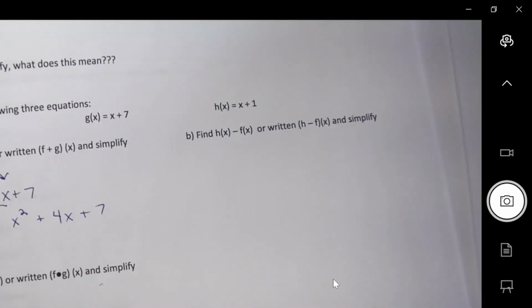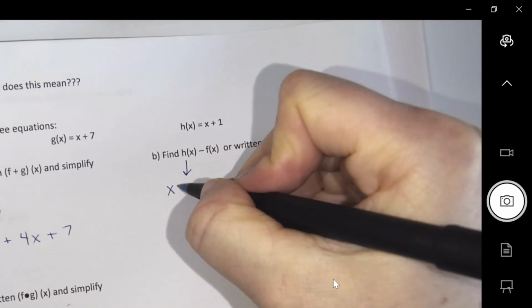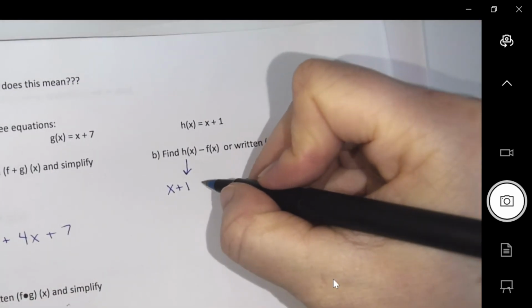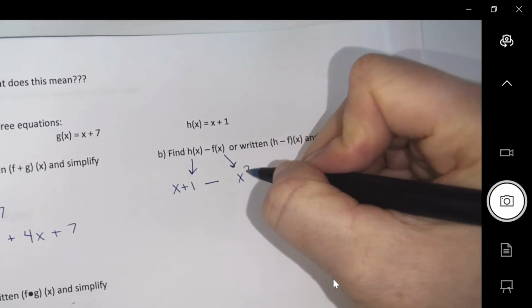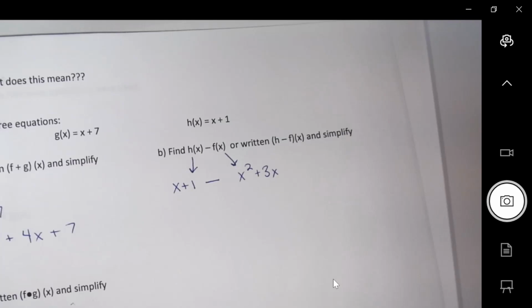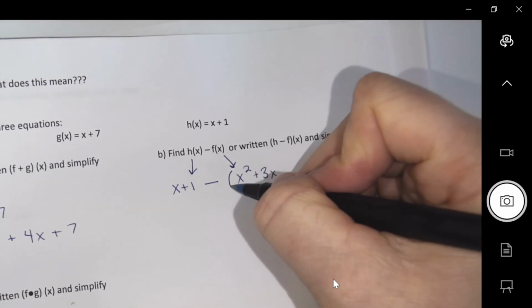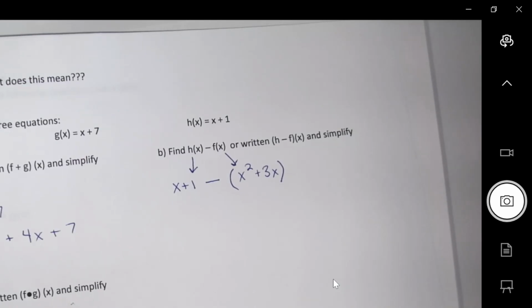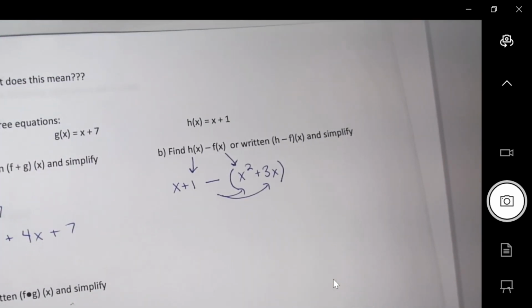Okay, the next one says to take the h function, which is x plus 1, minus the f function. So that is x squared plus 3x. Okay, this is a big deal. When you're doing a subtraction, you are going to need brackets on that because you're going to end up subtracting like that, okay? So that's very important.